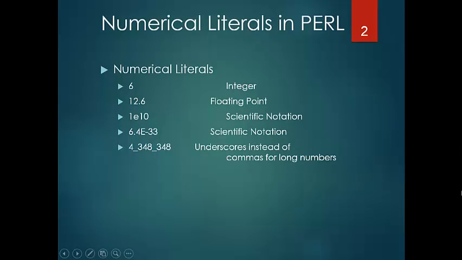These are the numerical literals which are used in Perl. The numbers can be of integer type, floating type, scientific notations, and also special characters such as underscores, which are used instead of commas for long numbers. So here, if you have to write 4,348,348, instead of commas in between them, you use underscores.